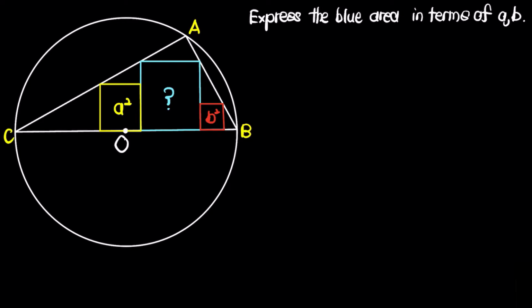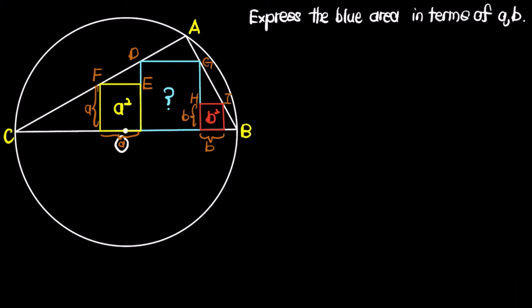I will first note that because the area of a square is just the side length squared, this length over here is a, as is this length, and the length over here is b, and the length over here is also b. Now I'll label six more points: this point is D, this is E, this is F, and then this is G, H, and I.